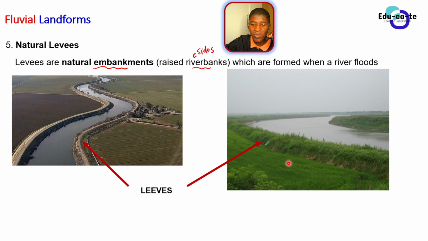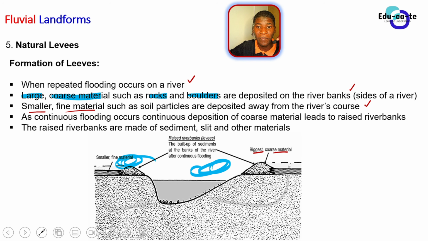You get the sense, right? So now that's how it works. That's how you explain the formation. So basically, as continuous flooding occurs, continuous deposition will also occur, leading to these raised river banks, which are the natural levees, right? So these raised river banks are just made up of sediment, silt, and other materials. Those are the biggest coarse material that we're talking about. Because remember, when we're talking about sediments, most of the time we're just talking about smaller pieces of rocks, right, that are deposited. Okay, so all of that will build up or accumulate at the sides of the rivers to form raised river banks, which are known as natural levees.